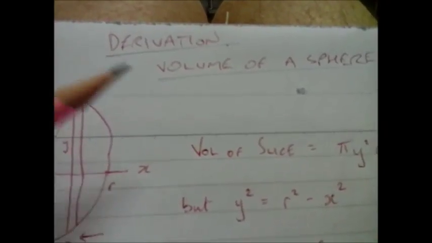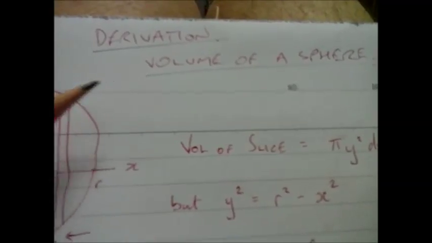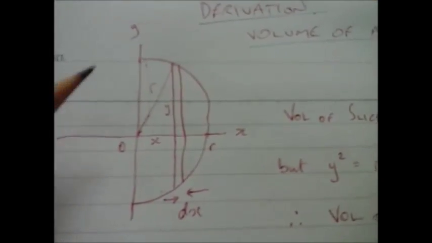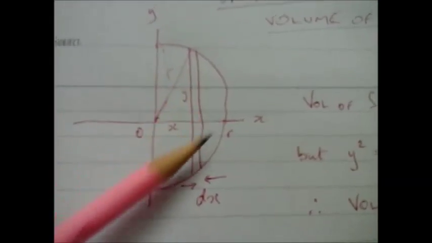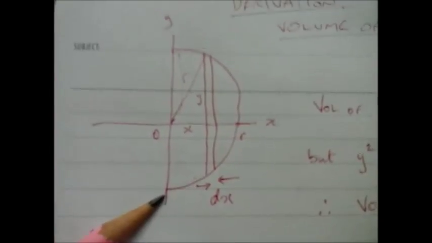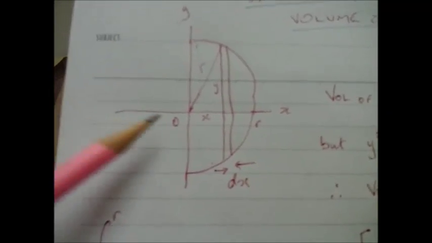Right, hello again. Here we're going to derive the formula for the volume of a sphere. I'm going to start off by drawing a hemisphere, well actually a semicircle, but I'm going to imagine that it's in 3D, coming out of the page and going behind the page.